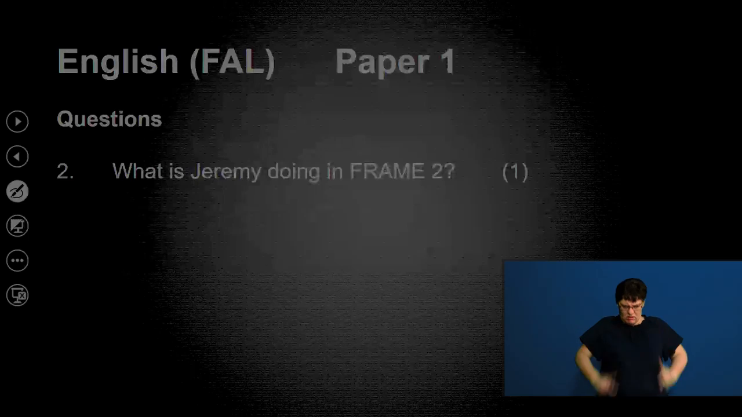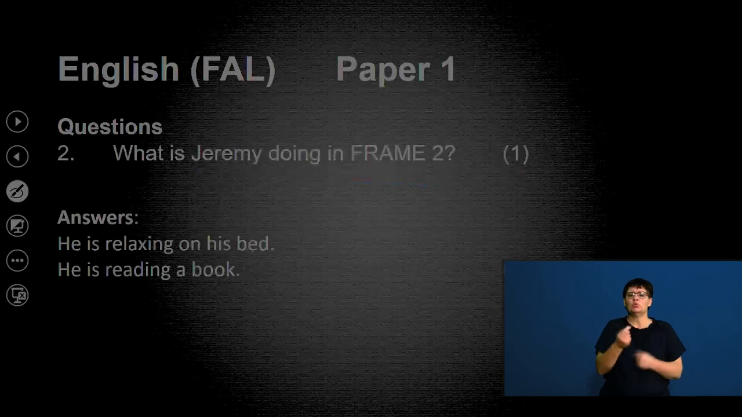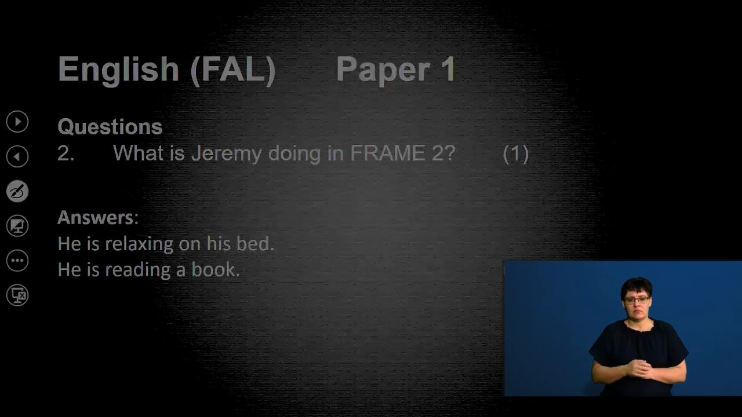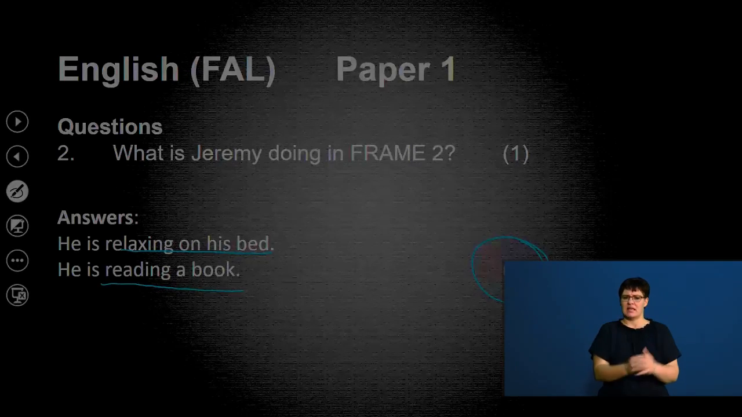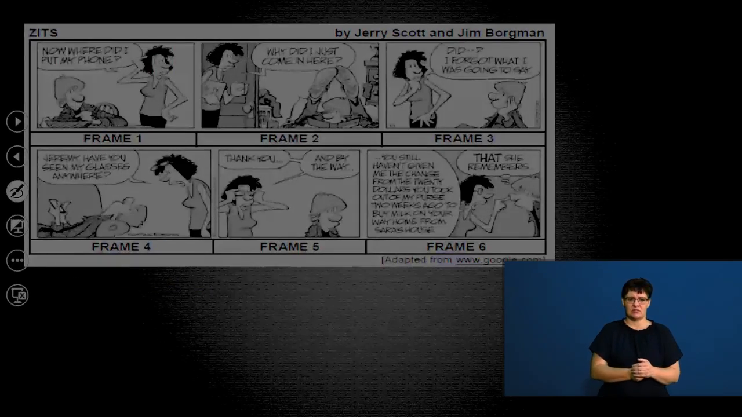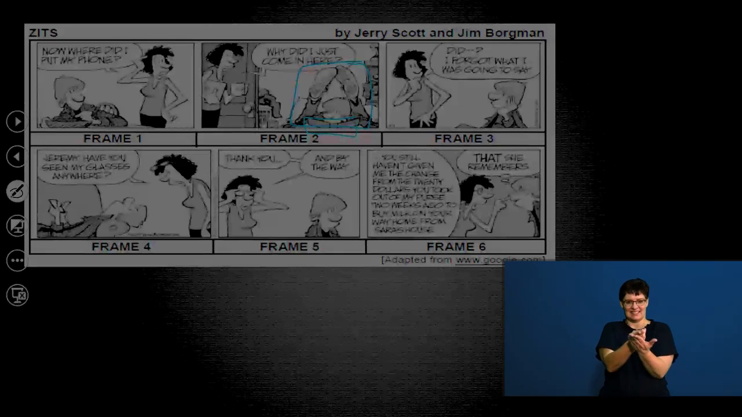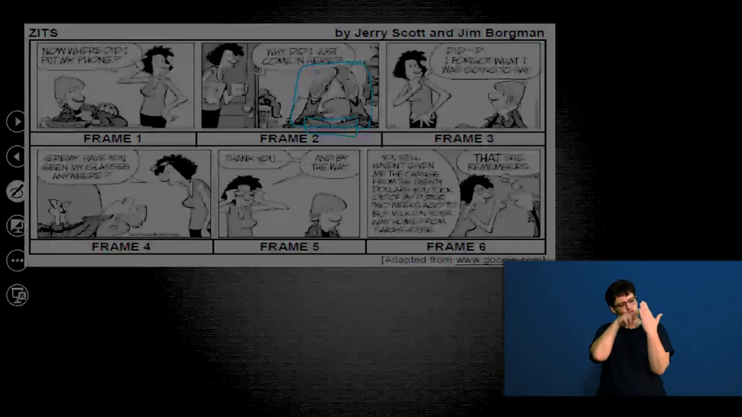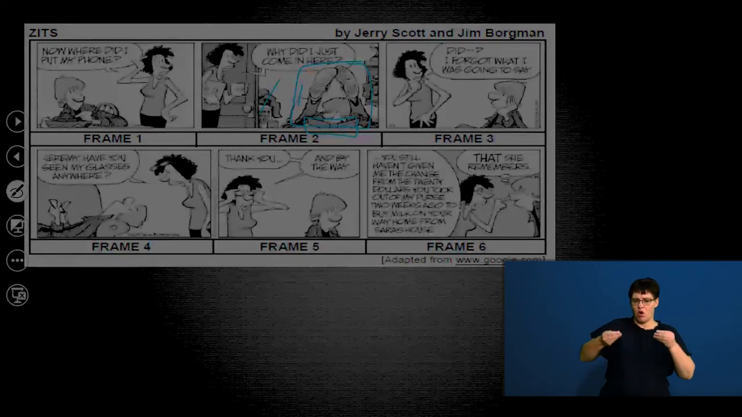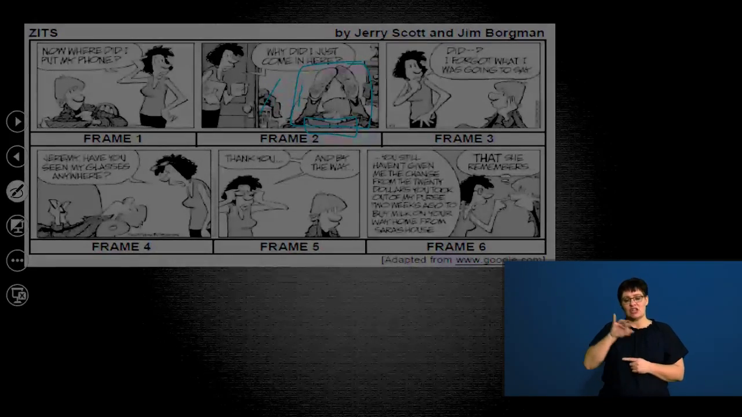Okay, then question 2. What is Jeremy doing in frame 2? The answer here is he is relaxing on his bed. He is reading a book. It's only 1 mark, so you could have had either, and you would receive 1 mark for this question. So let's look at frame 2. There's Jeremy here. Yes, he is on his bed. This does look like a book here. So he was obviously reading before he was interrupted by his mum. And I think that's a pillow, and there's an untidy teenager's room with laundry, and Jeremy is on his bed reading, which is accurate.